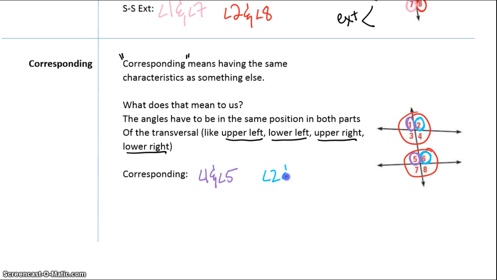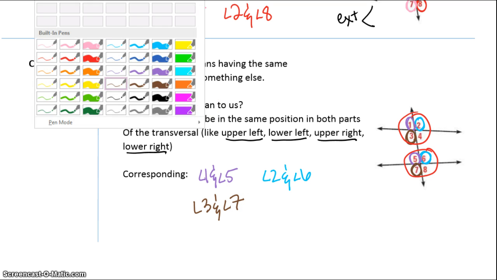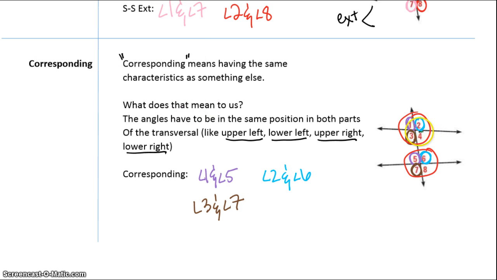So angle 2 and angle 6 are corresponding. Then we've got 3 in the lower left and 7 in the lower left. So angle 3 and angle 7 are corresponding. And then we have angle 4 and angle 8 in the lower right. So angle 4 and angle 8 are corresponding.